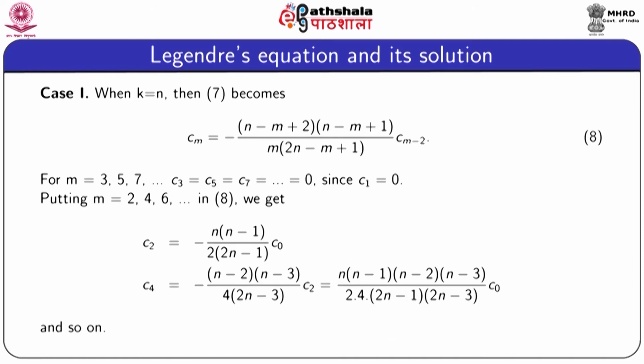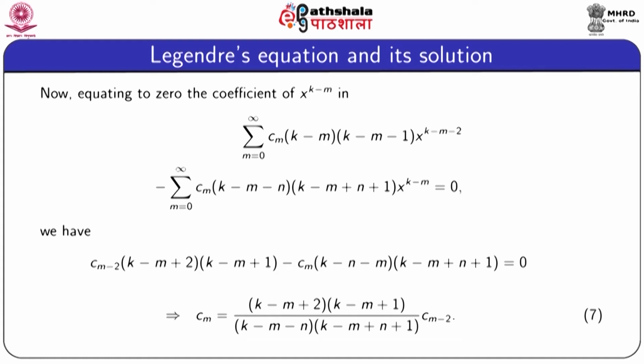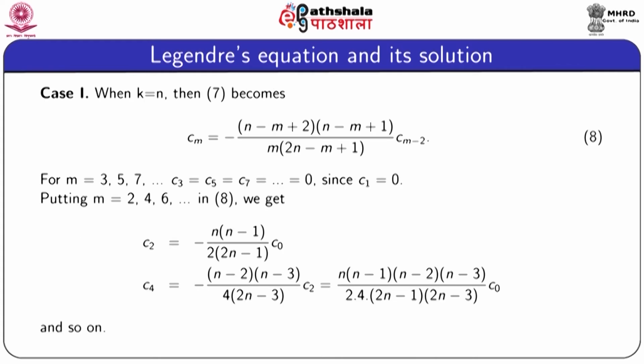Case 1, when k equal to n, we substitute this value in this particular expression. When you do that, you get an expression: minus (n minus m plus 2)(n minus m plus 1) divided by m(2n minus m plus 1) into Cm minus 2. Now, in this recurrence relation, you substitute m equal to 3, 5, 7 and so on, all the odd numbers.